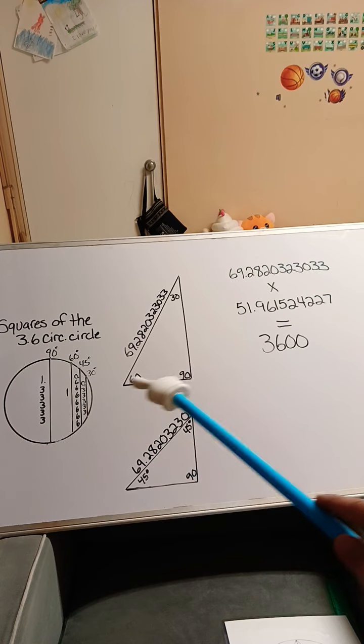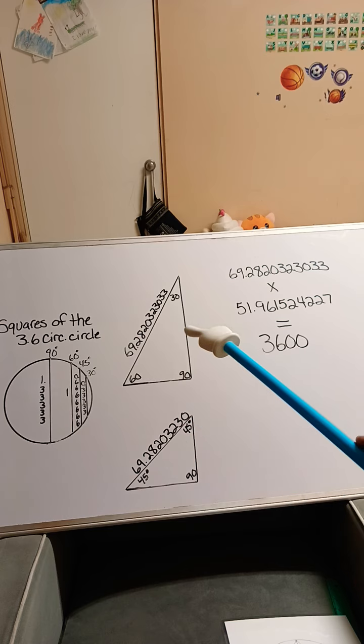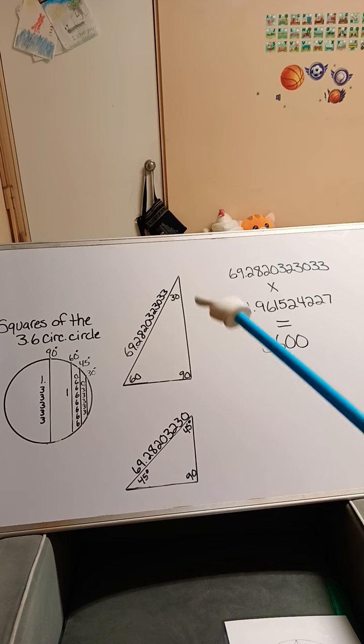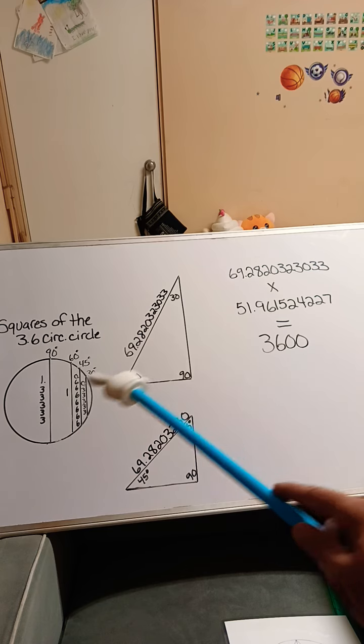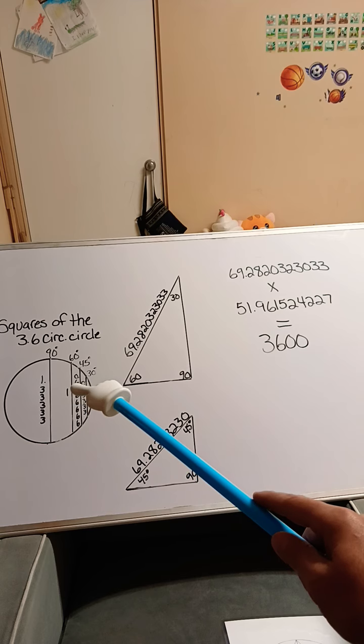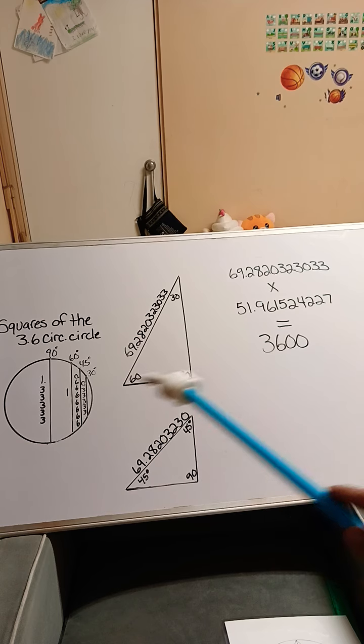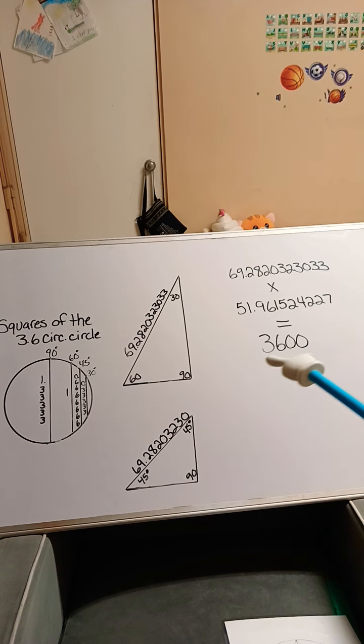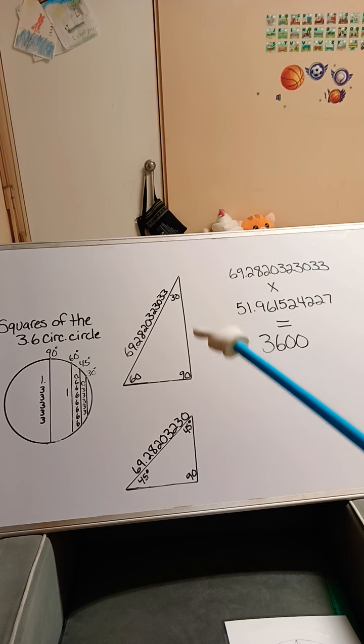And to solve for the 60-degree side inside this triangle, this height right here, we're going to go back to this circle, and the height squared was 1. And 1 times 3600 is 3600. So you'll take the square root of 3600, which is 60, and this will be the height right here.